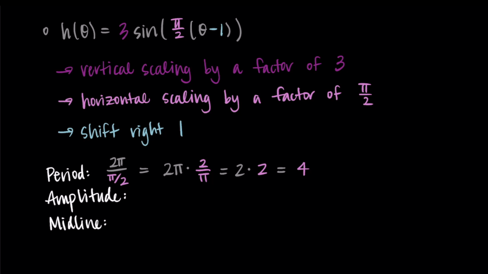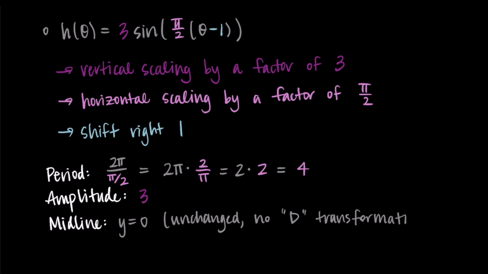All right, so then for the amplitude, this is affected by an A transformation. We do have one of those. We're scaling by a factor of 3. So our new amplitude is going to be 3. Then for the midline, that would be a D transformation. We don't have any of those, so our midline stays at y equals 0. And I'm just making a mental note that I still have that phase shift. I have that C transformation, so we'll need to make sure to include that when we draw our graph.